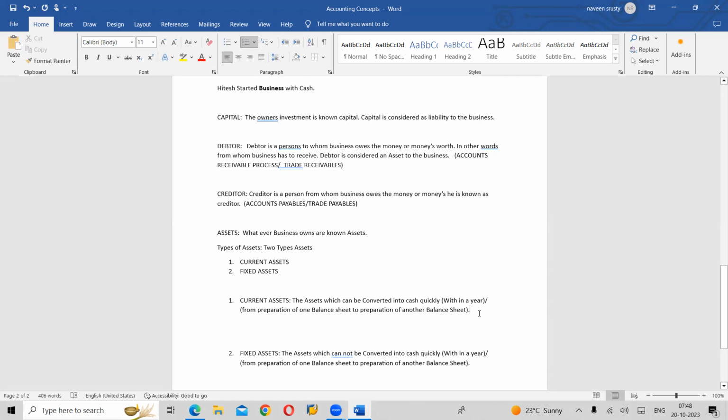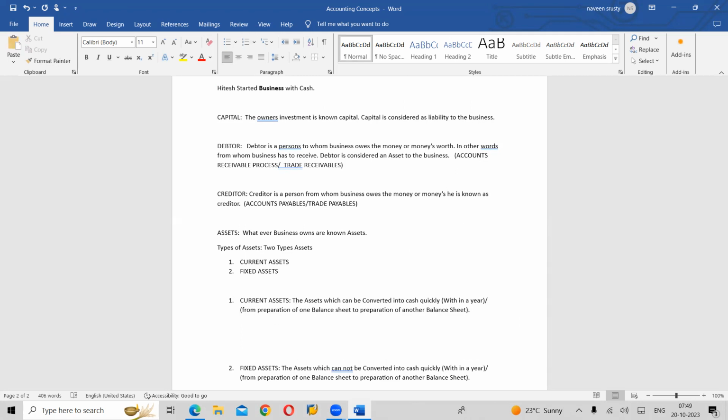So what are the examples for current assets? Cash in hand. Whatever liquid cash you have comes under current assets. In your bank, you have some amount of cash; in accounting terminology, we call it cash at bank. Correct? Next one, debtors. Who is the debtor? The one to whom we have sold goods or services on credit. A debtor is a current asset.